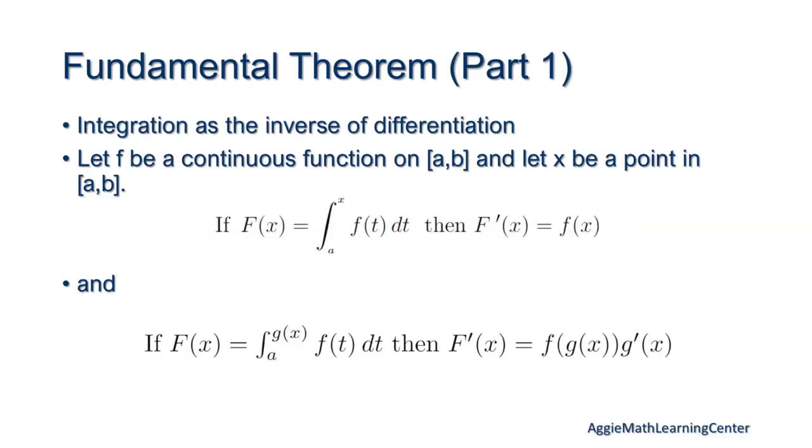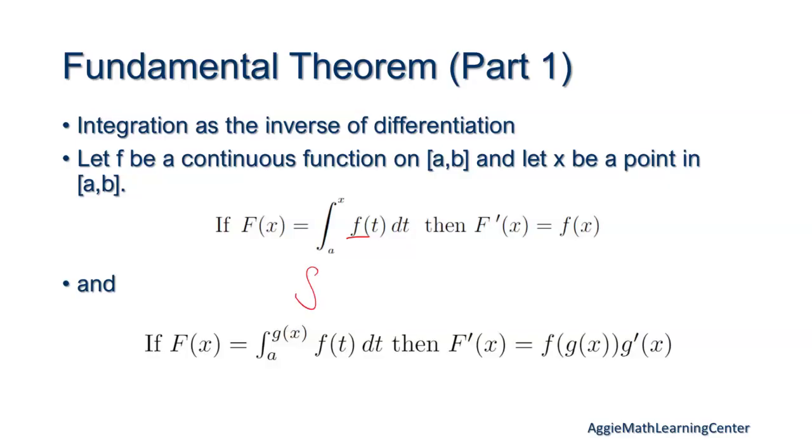And so if we have a continuous function f, which most of the ones we deal with in the class are, and x is a point in the interval a to b, then if we have a function big F that is the integral from a to x of little f dt, where t is just a dummy variable, when we take the derivative of this, differentiation is the inverse of integration, so we're just left with little f of x.